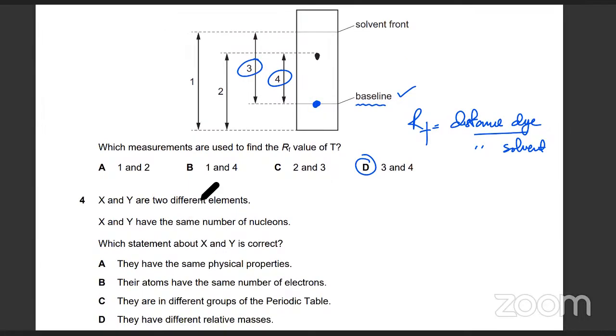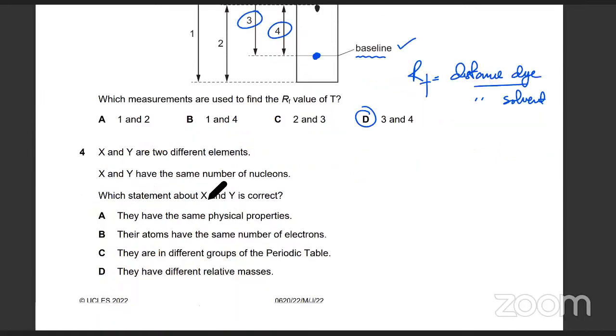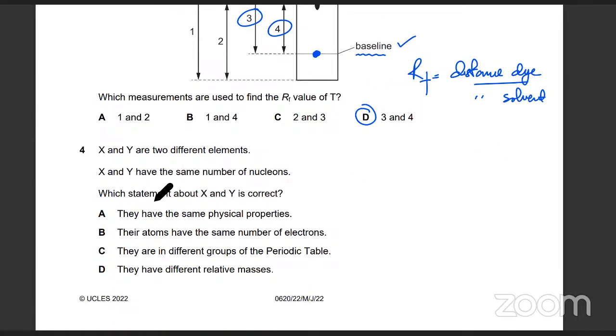As the next one, X and Y are 2 different elements. They have the same number of nucleons. Which statement about, so they're different elements, right? When 2 substances are different elements, so unke proton, neutrons, electrons, which thing is different? If I say 2 elements, they're 2 elements. Proton. Yes? Proton. Remember, elements will always have different protons. The proton number is unique to an element.